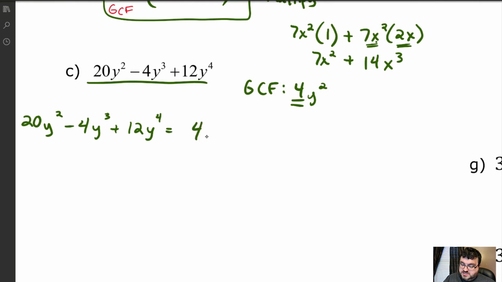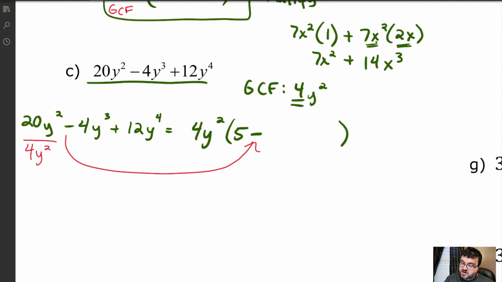I know 4y squared will be my outer term. And remember, you're going to basically divide each term by 4y squared. When I divide this 20 by 4y squared, I'll just write it underneath to think about it in my head. So right here, 20 divided by 4 will be 5. Y squared divided by y, there are no y's left. Then I bring my minus sign right over.